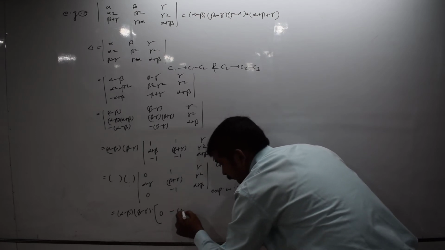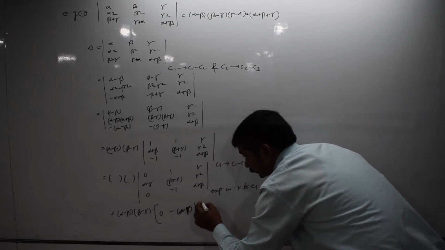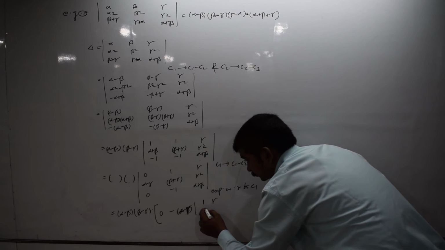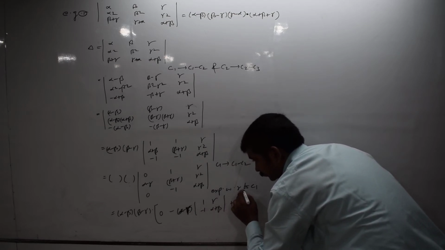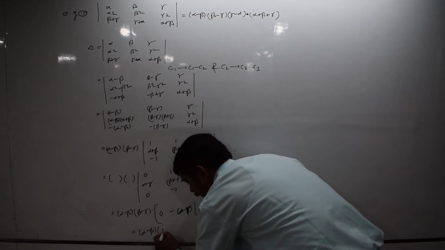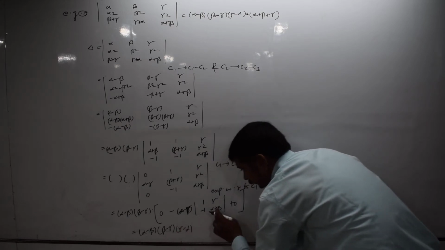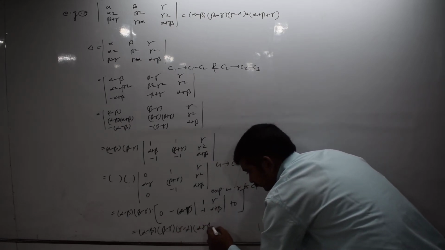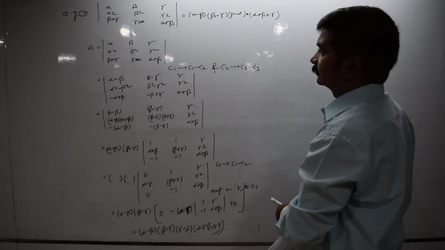After that, minus alpha minus beta, minus gamma, we take the minor matrix 1, gamma, minus 1, alpha plus beta, and next will also be 0. So here will be minus alpha minus beta, beta minus gamma, so this will be gamma minus alpha, and this will also be alpha plus beta plus gamma. This is the required answer.